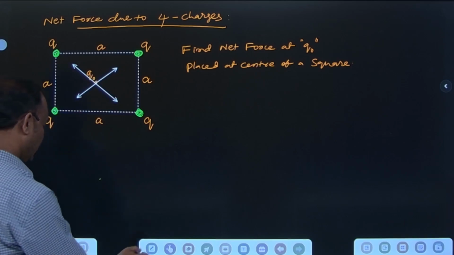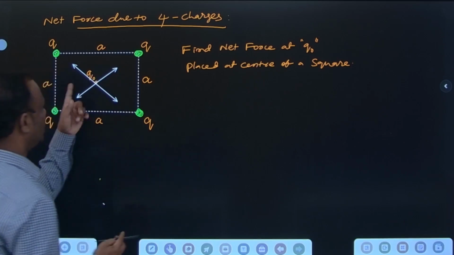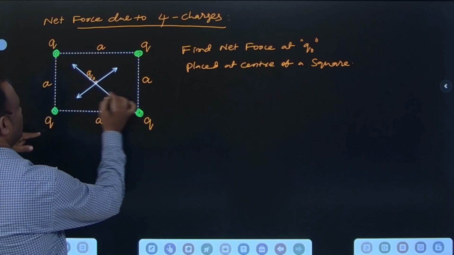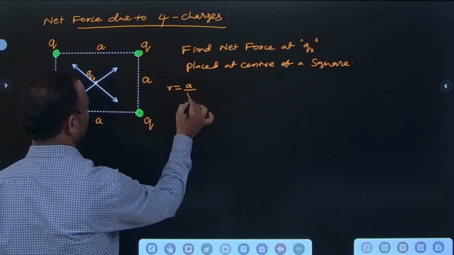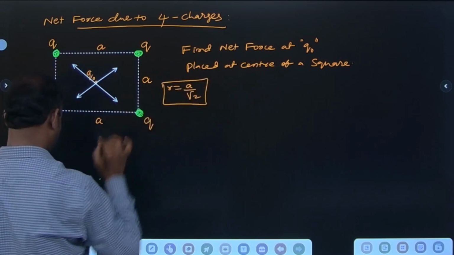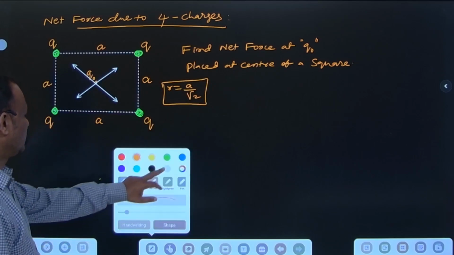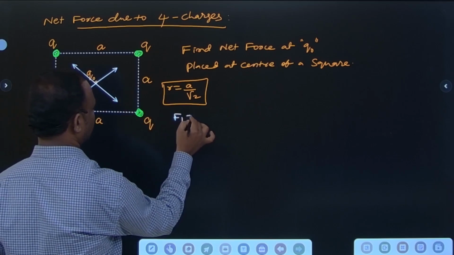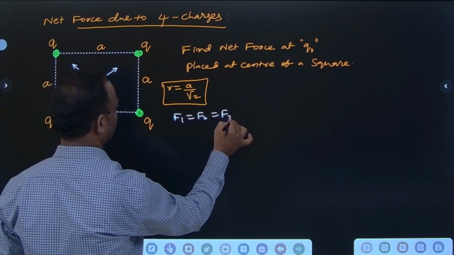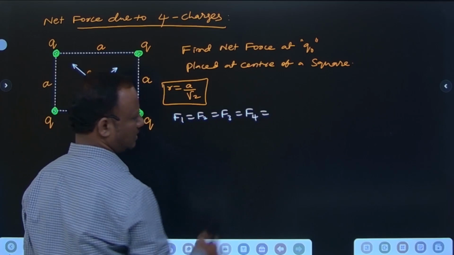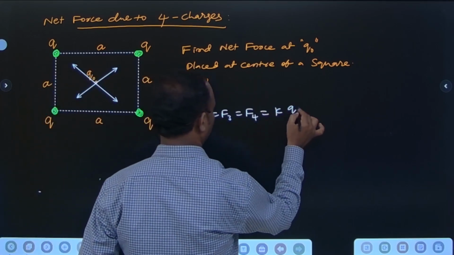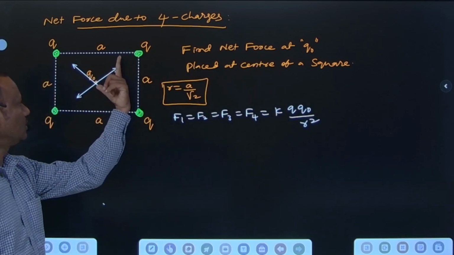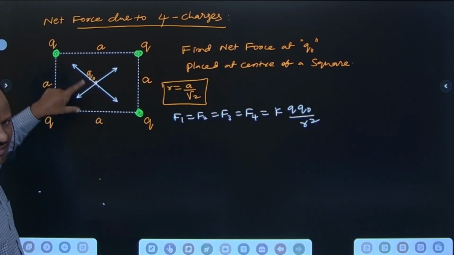Now, do you know all the forces are the same? The distance between the center and a corner is R, and R is equal to A by root 2. So F1 is equal to F2 is equal to F3 is equal to F4, which is K Q naught by R square.